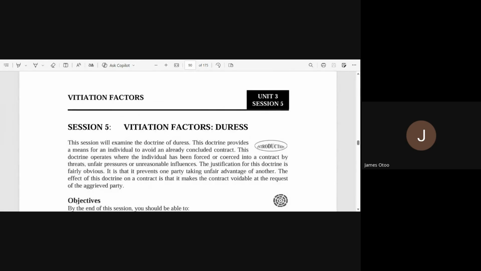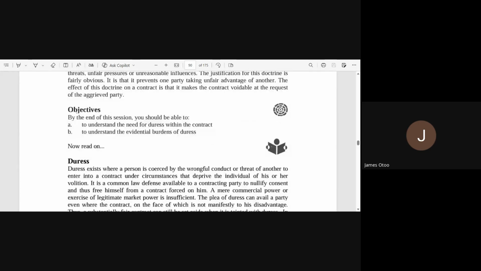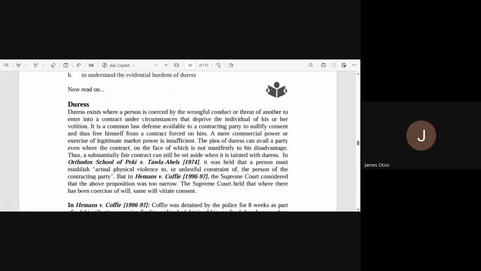Any question on undue influence before you go to the rest? Any question? If there's no question, let's look at duress.